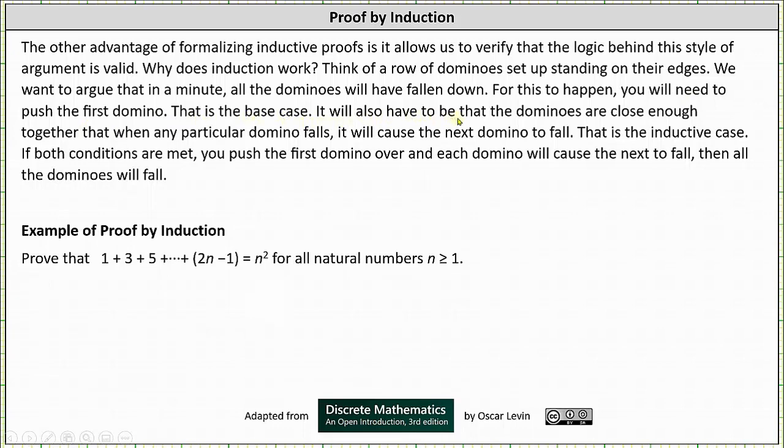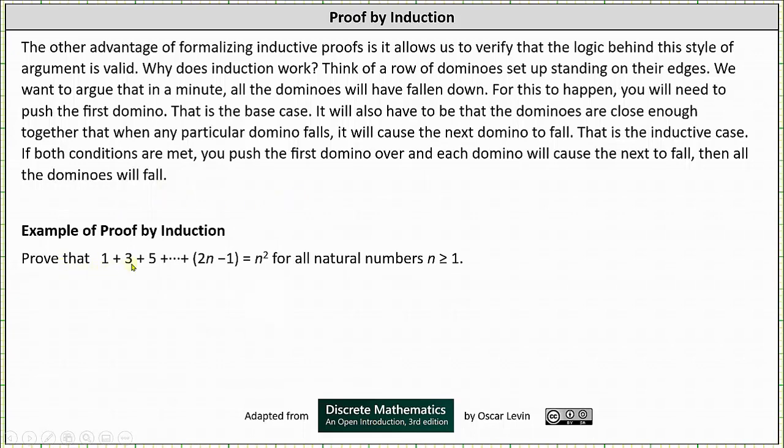It will also have to be that the dominoes are close enough together that when any particular domino falls, it will cause the next domino to fall. This is the inductive case. If both conditions are met, you push the first domino over and each domino will cause the next to fall, then all the dominoes will fall. Let's look at an example of a proof by induction.